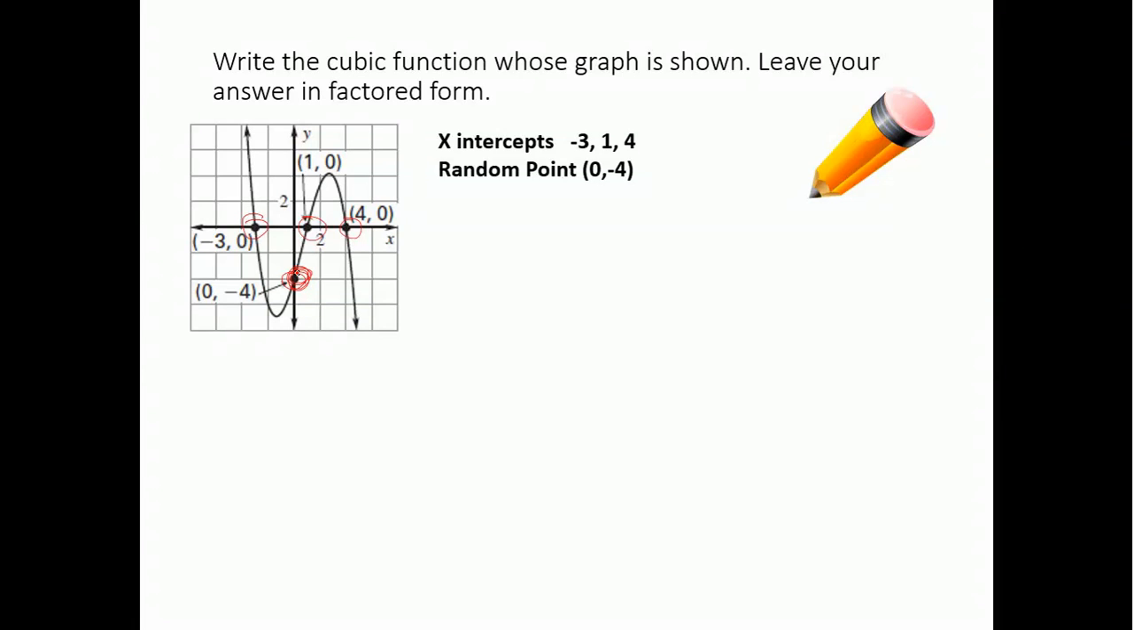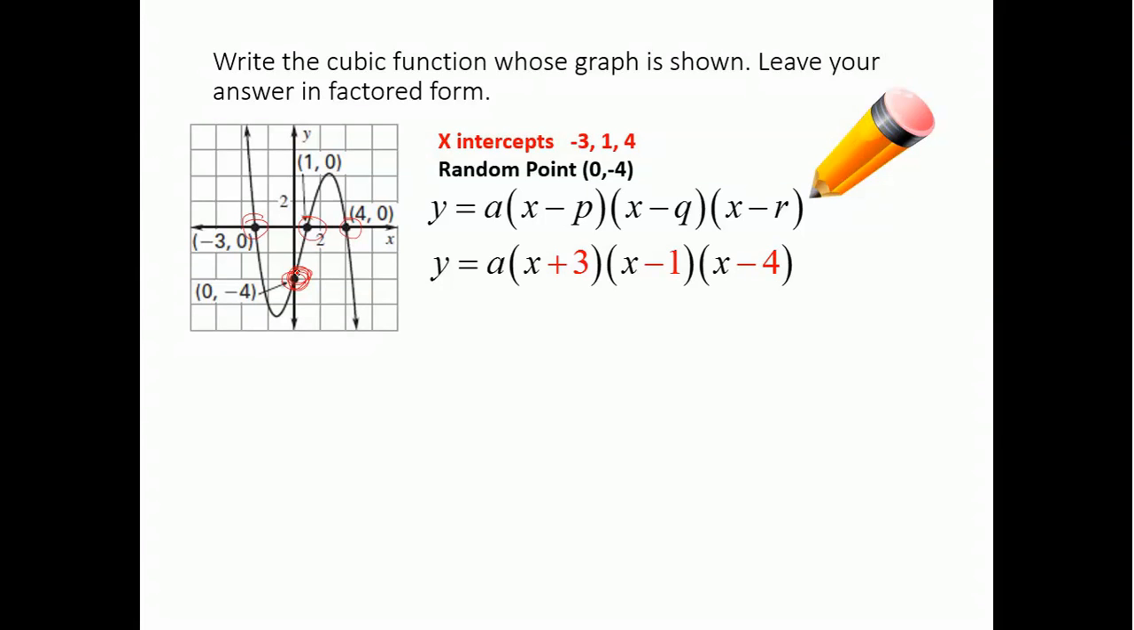So first things first, let's remember our equation here. y equals a times x minus p times x minus q times x minus r. So now what I can do is take my 3 x-intercepts here and plug that in for my p, q, and r. Now notice, guys, that it's basically however you would have solved to get that -3. So it would be x plus 3, because if I'd set that equal to 0 and solve, I would have gotten -3. So you're always going to want to put in the opposite into your parentheses when you make your factors, okay?